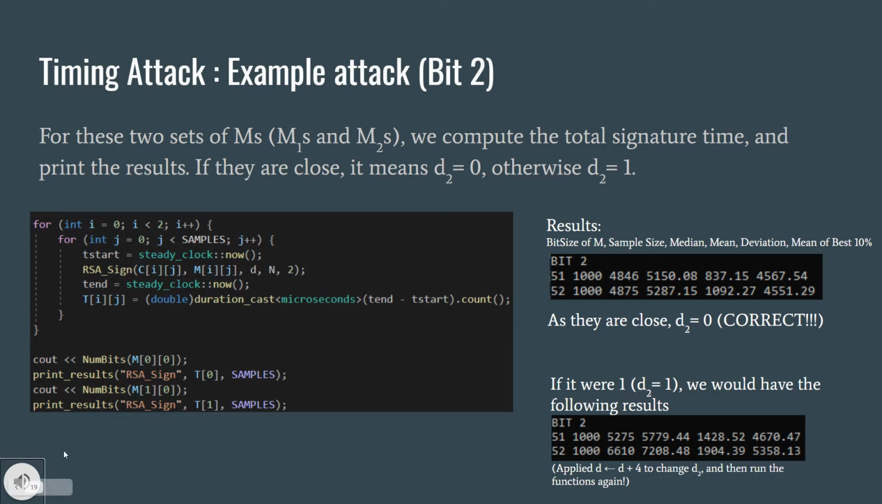For these two sets of m's, we compute total signature time and print the results. If they are close, it means D2 is 0, otherwise D2 is 1. When we see the results on the right, we see that they are actually close to each other, so D2 is 0, and we are correct. If D2 were 1, we would have the following results, which are not close to each other.